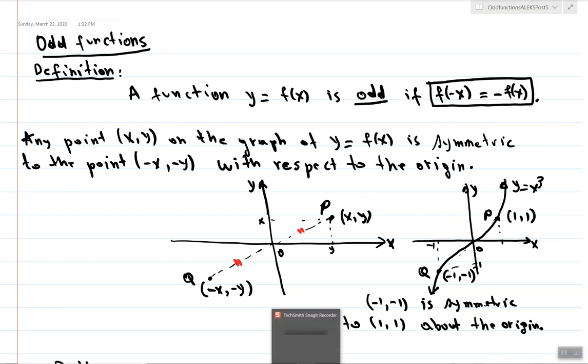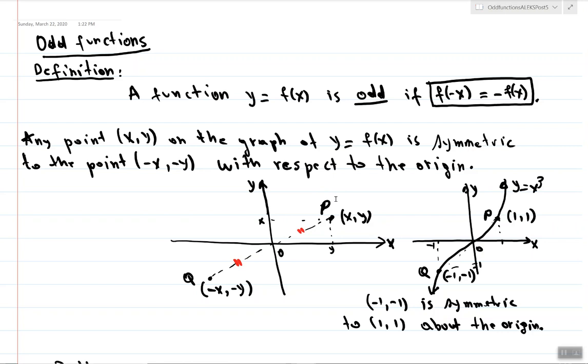All right. So this time we're going to discuss odd functions. Now, a function y equals f of x is odd if f of negative x equals negative f of x. That's the definition. Now, how do you understand the definition? So you look at the graph of the function, y equals f of x.